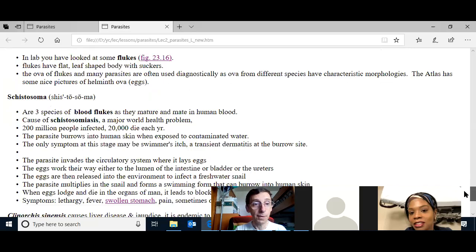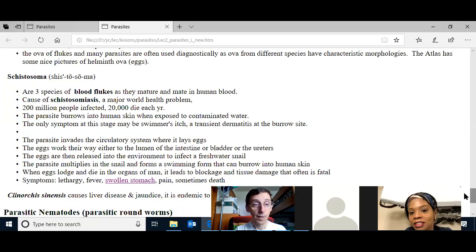So the first fluke I want to talk about is Schistosoma, and that is blood flukes. There are 3 species of blood flukes, and they mature and mate in the human blood. They cause a major disease in the world, which is not that common in the United States, but in third world countries, it's much more common, and the disease is Schistosomiasis. Has anyone ever heard of that? 200 million people per year become infected with Schistosomiasis, which is the disease caused by Schistosoma. About 20,000 people die each year in the world from Schistosomiasis. Like I said, this is mostly in third world countries.